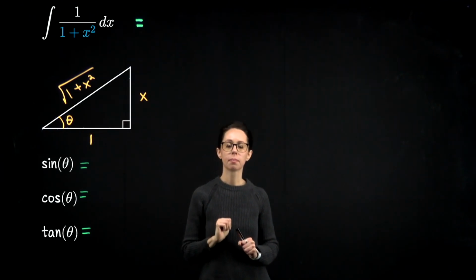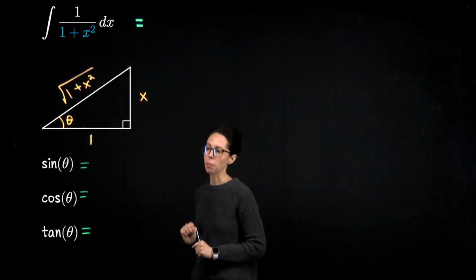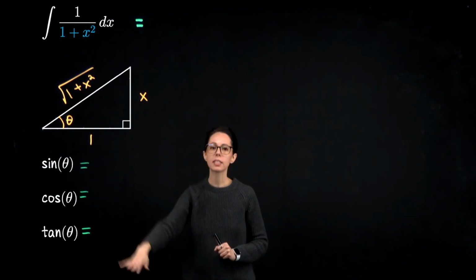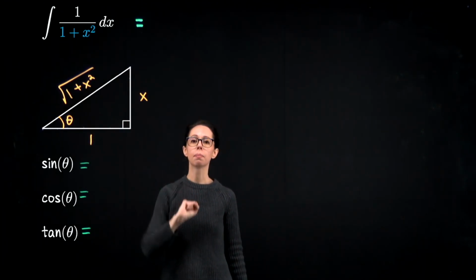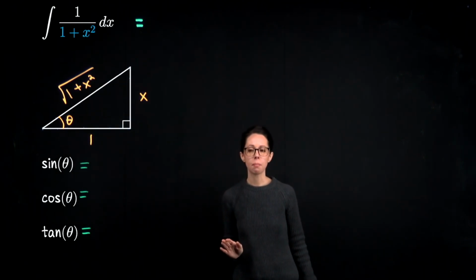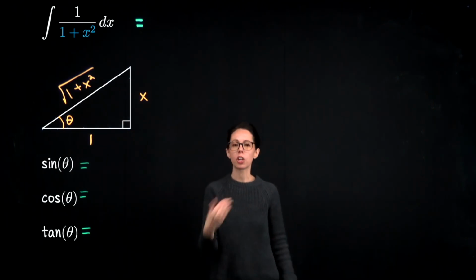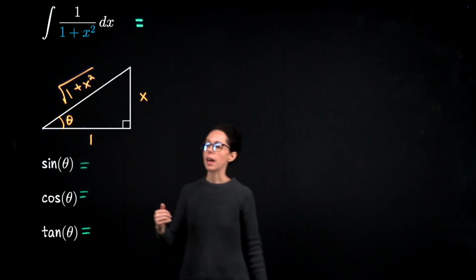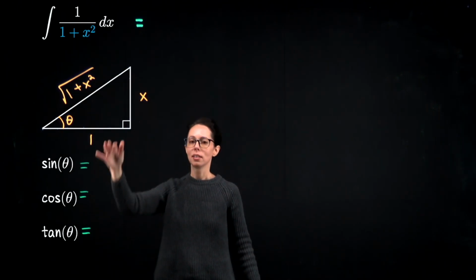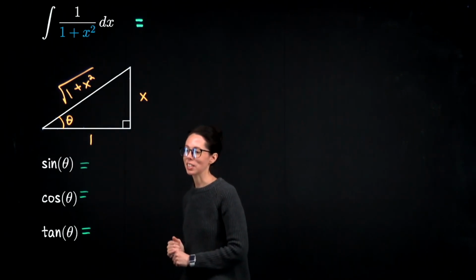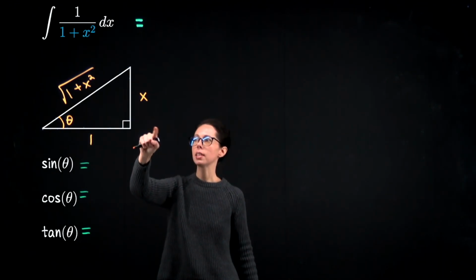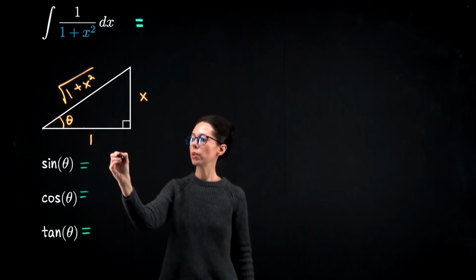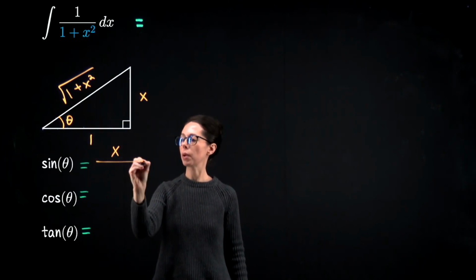Then I like to just take a moment and list out the sine, cosine, and tangent expressions for this angle. You might not use all of them, but I think it gives you a good next step, so that if you're wondering, now what? Just do this and you'll start to recognize expressions from your integrand. Okay, so sine of theta is opposite over hypotenuse. So that's going to be x divided by the square root expression.